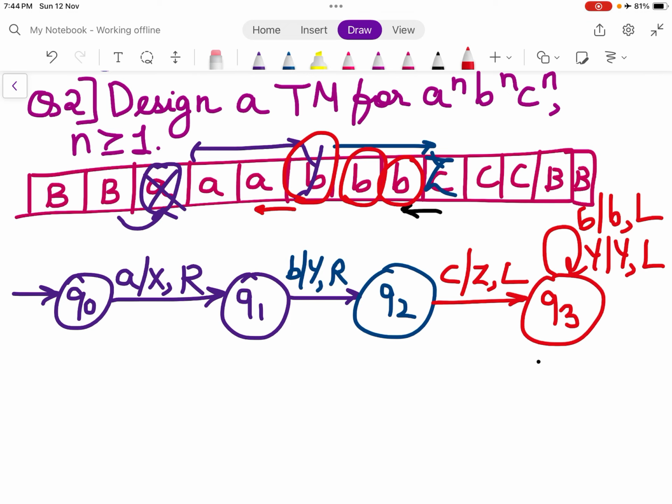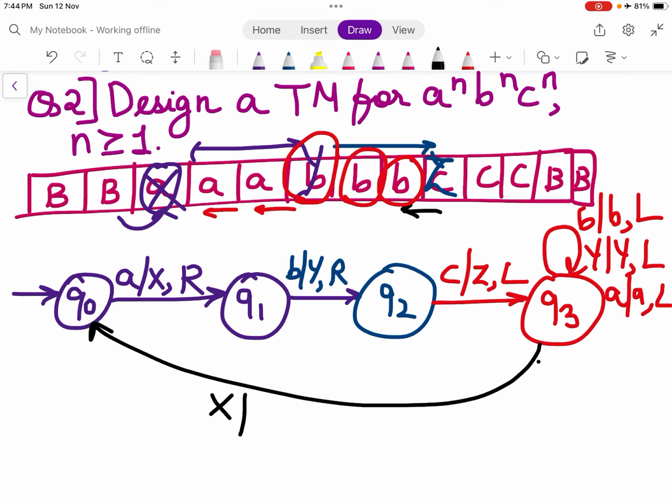So again I am going in the left. I see an A. Again, for how many ever A's I encounter, I keep them as it is and move in the left direction. Now I see an X. Once I see an X, I go in the Q0 state. I say for an X, keep that X as it is, move in the right direction. So this X will be kept as it is, move in the right direction. You see an A. A will be replaced by an X. So A replaced by an X, move in the right direction.